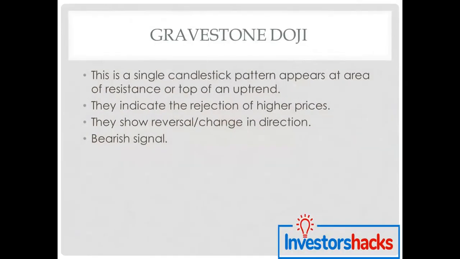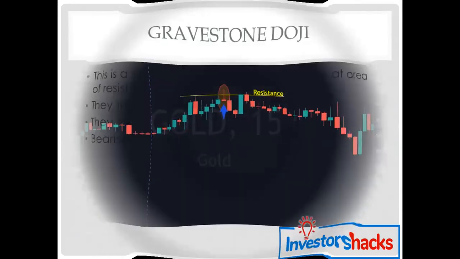Then we have the gravestone doji. The gravestone doji is a single candlestick pattern that appears at an area of resistance or the top of a trend. Okay, so they indicate the rejection of higher prices. They also show reversal or change in direction. And this candlestick pattern is a very powerful signal for bearish or sell signals. Okay, let's look at them.